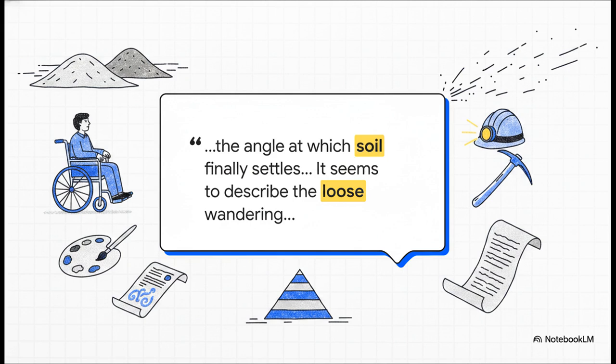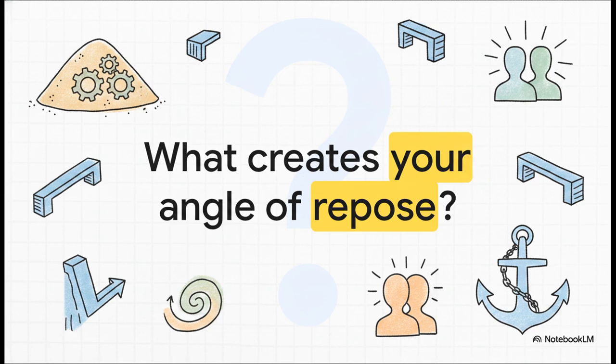Stegner brilliantly uses the angle of repose, the exact engineering term for the angle at which soil finally settles, as a profound metaphor. It represents the point where the loose, turbulent wandering of this family finally stops, and they're able to settle into emotional and physical stability. Which brings us to the end of our explainer.